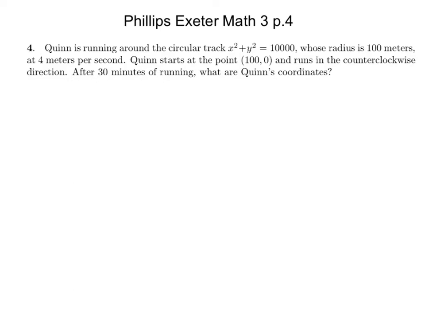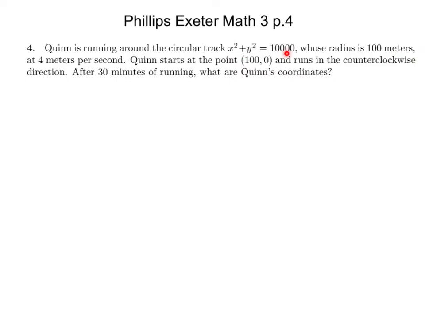Okay, this is page 4, number 4. So what we have is Quinn running around a track with the equation x squared plus y squared equals 10,000. It gives us a radius. What's the center of this track on the coordinate plane? 0, 0. And Quinn's running at 4 meters per second.